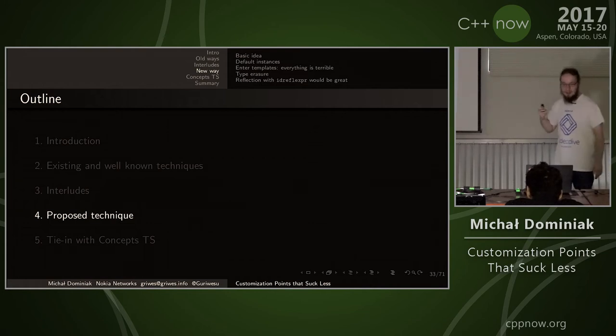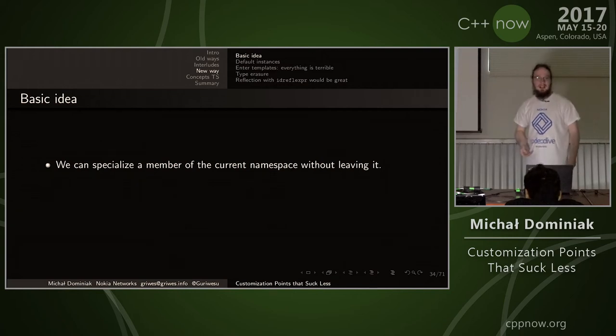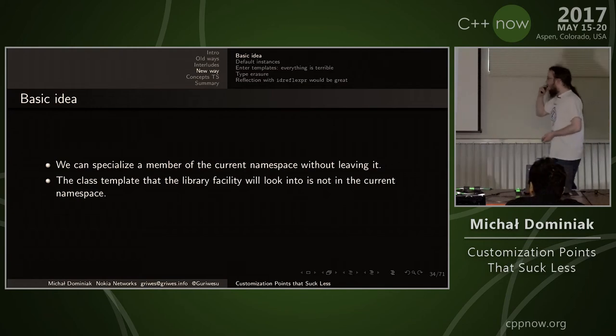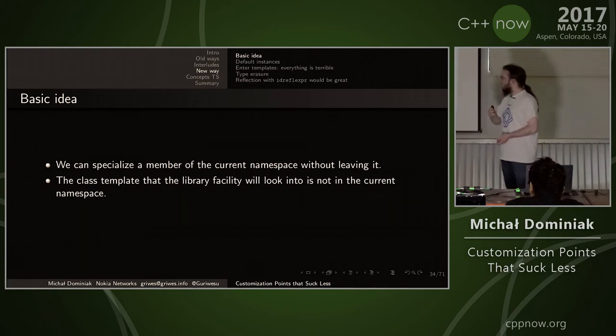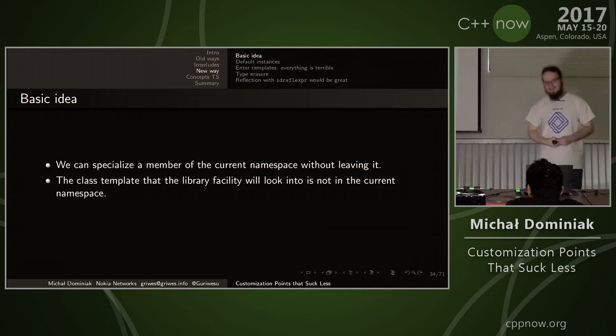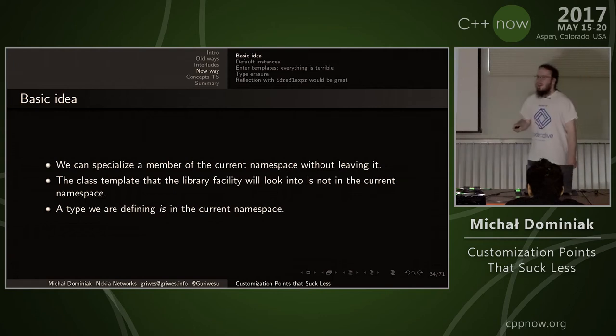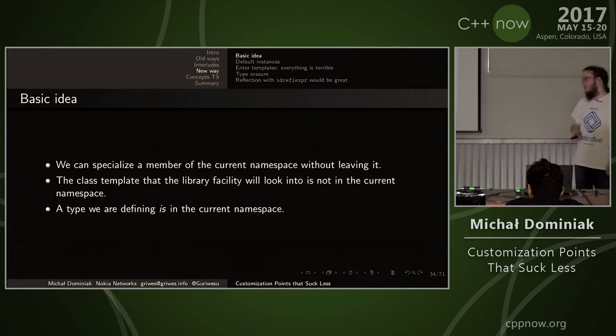All right. So I had some observations. Like we can specialize a member of the current namespace, right? No problem. And a member of a member of the current namespace, where the member of the current namespace may be a type, maybe a type template, maybe a namespace, whatever. By default, we would look into the customization point, not into the type that the user provides. But we are defining a type that's in the current namespace, which means we could specialize a member of the type we are currently defining without exiting the current namespace.